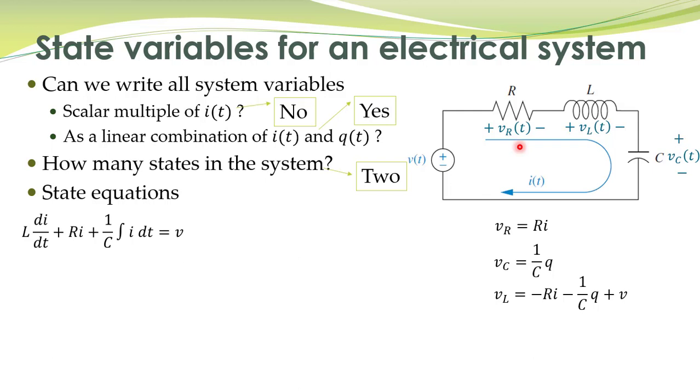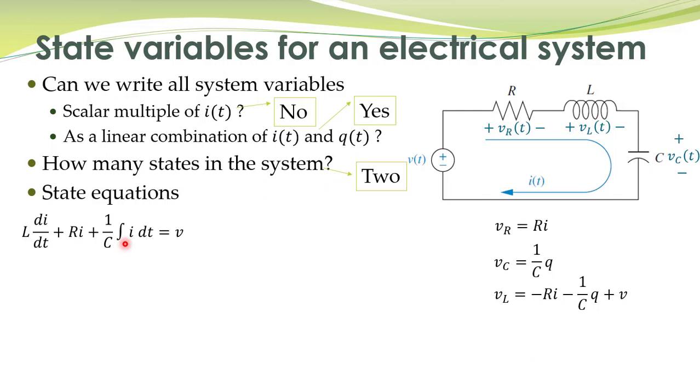You can simply apply KVL, and by the application of KVL you have this equation. Voltage across this inductor, voltage across a resistor plus voltage across capacitor, the sum of these voltages is equal to the applied voltage. But what are state equations? State equations are first order differential equations. This is not a differential equation, this is an integro-differential equation. There is a derivative term, there is an integral term.